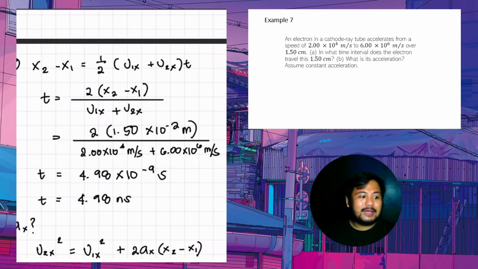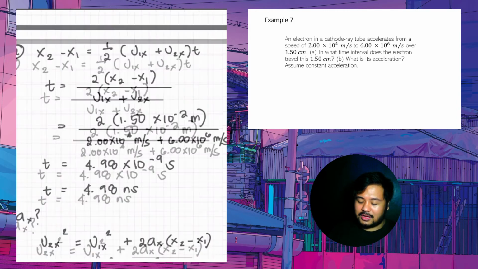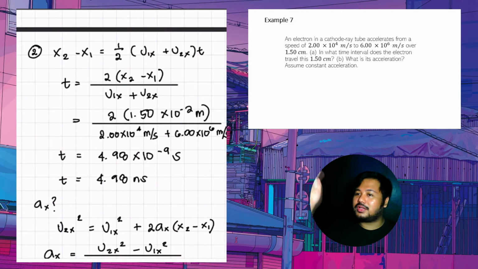Okay, so letter B, what is its acceleration? For the acceleration, you could make use of the time t, you could take advantage of this one, or you could just stick with the givens. For me, it's always a rule of thumb that I have to look at again my equations.